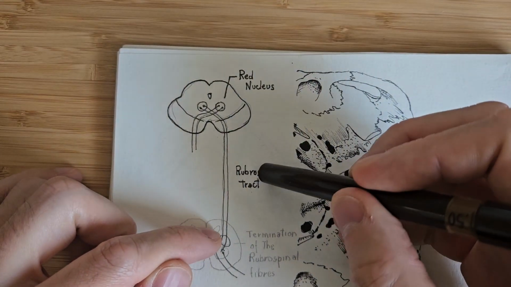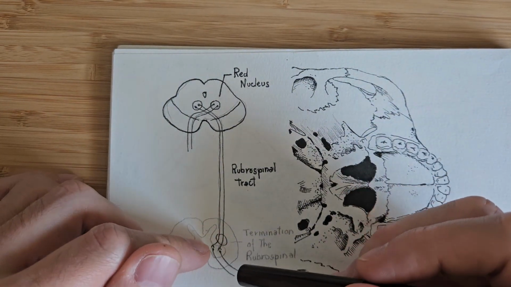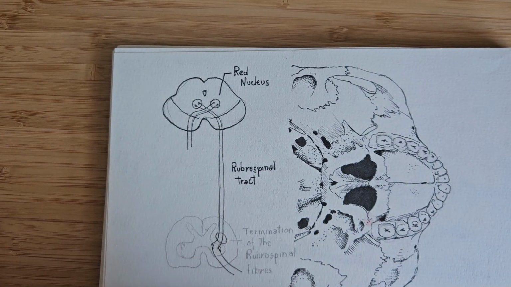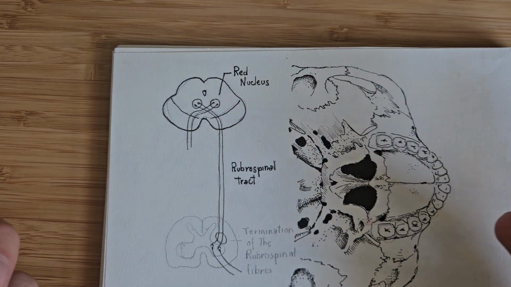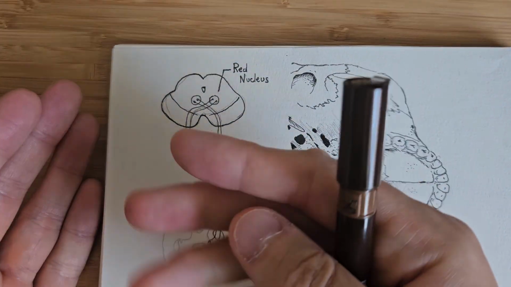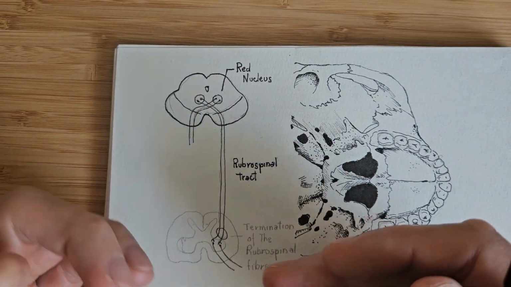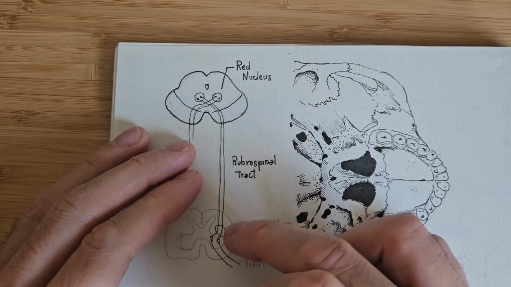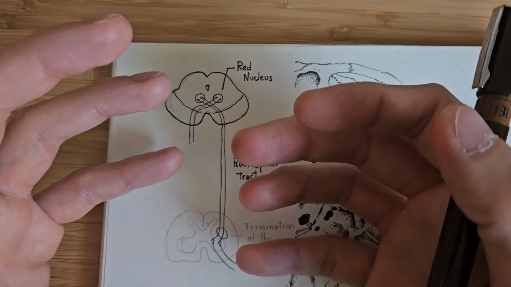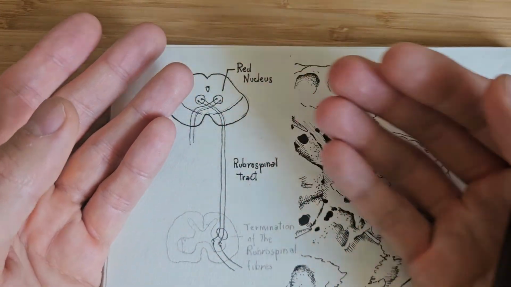Actually, the Rubrospinal tract terminates on the anterior horn cells in the spinal cord, right here. This is the anterior horn cells. And the anterior horn cells, you probably remember, are motor neurons that will innervate skeletal muscles and will control their contraction and relaxation. So by influencing these motor neurons, okay, the Rubrospinal tract helps to regulate the muscle activity, and it will also contribute to fine motor control and posture stability.